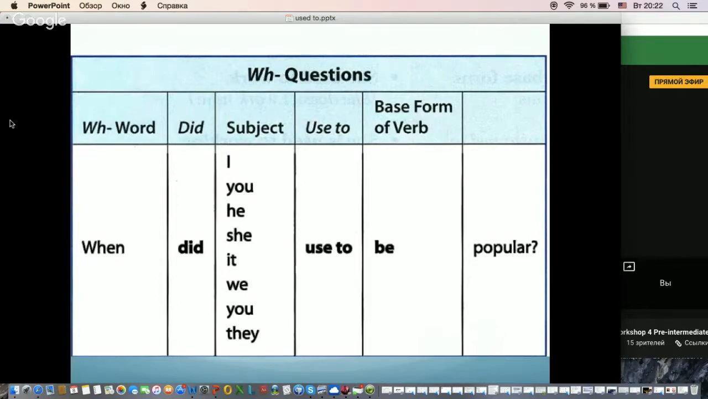When, what, why, how, so on, so forth. Мы все их знаем. And that's why we build the sentences in the following way. So we ask it. When did I used to be popular?